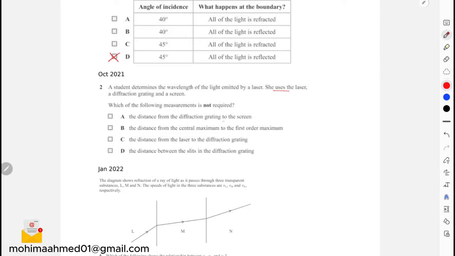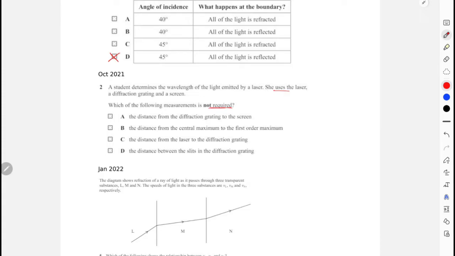Distance from the diffraction grating to the screen. Wait, what? The student determines the wavelength of the light emitted. Oh, what is not required over here? The distance from the diffraction grating to the screen, the distance from the central maxima to the first order, the distance from the laser to the diffraction grating, the distance between the slits in the diffraction grating. Okay, one minute. The student determines the wavelength.